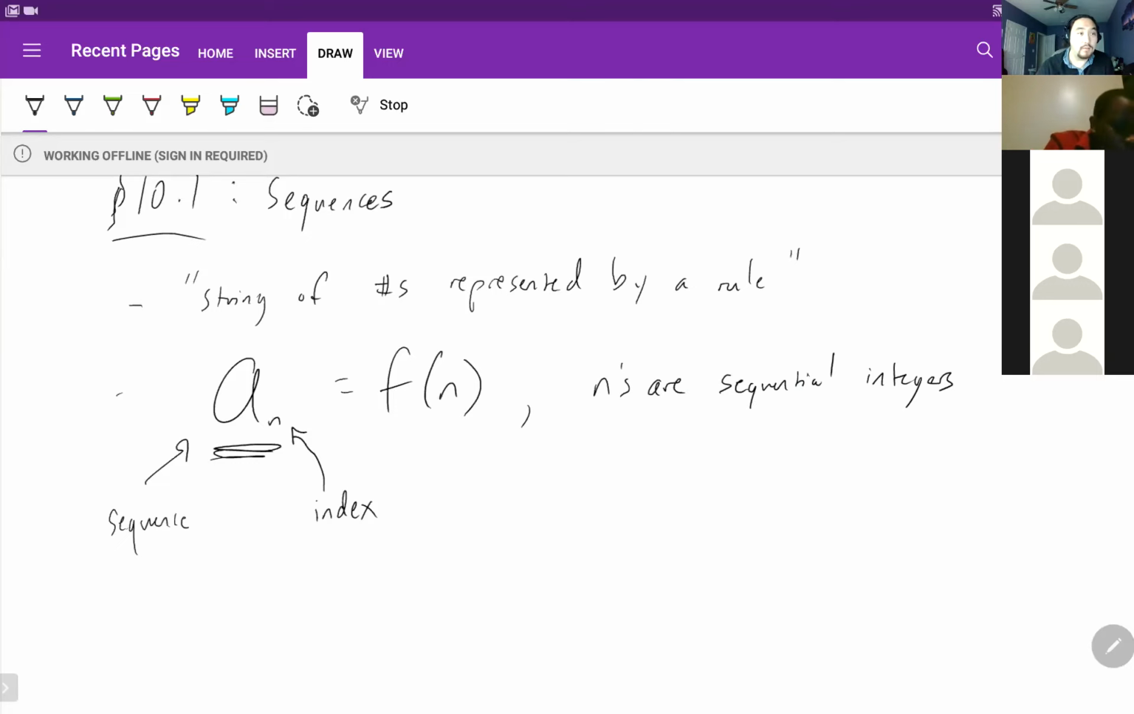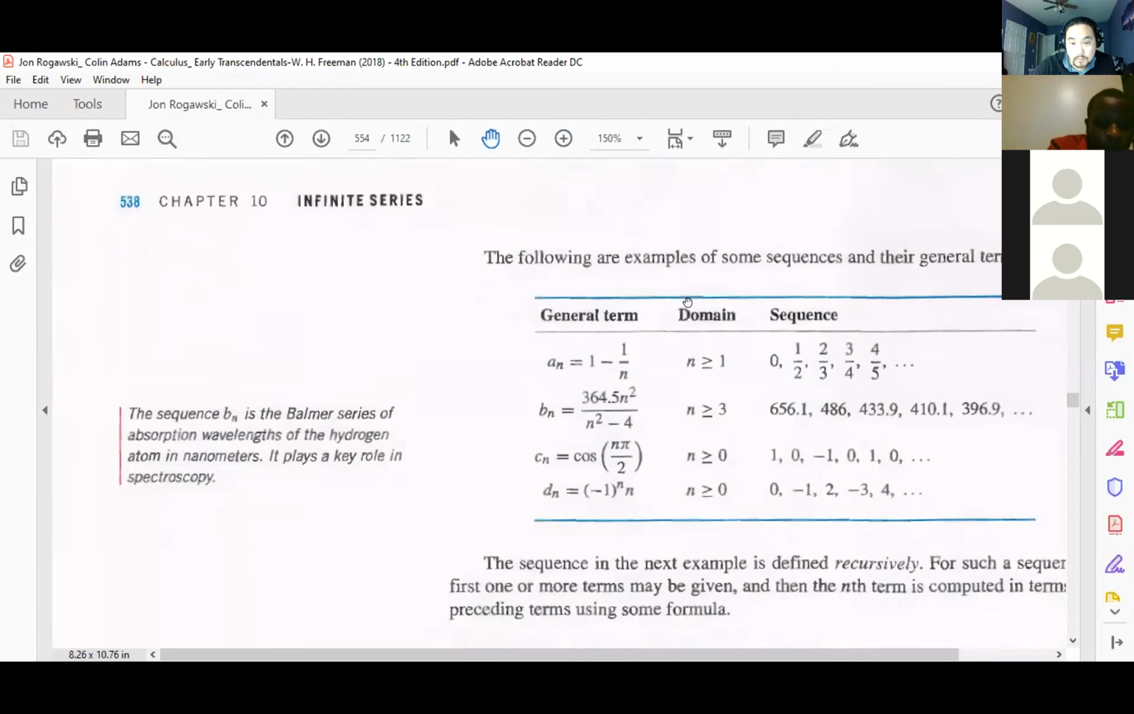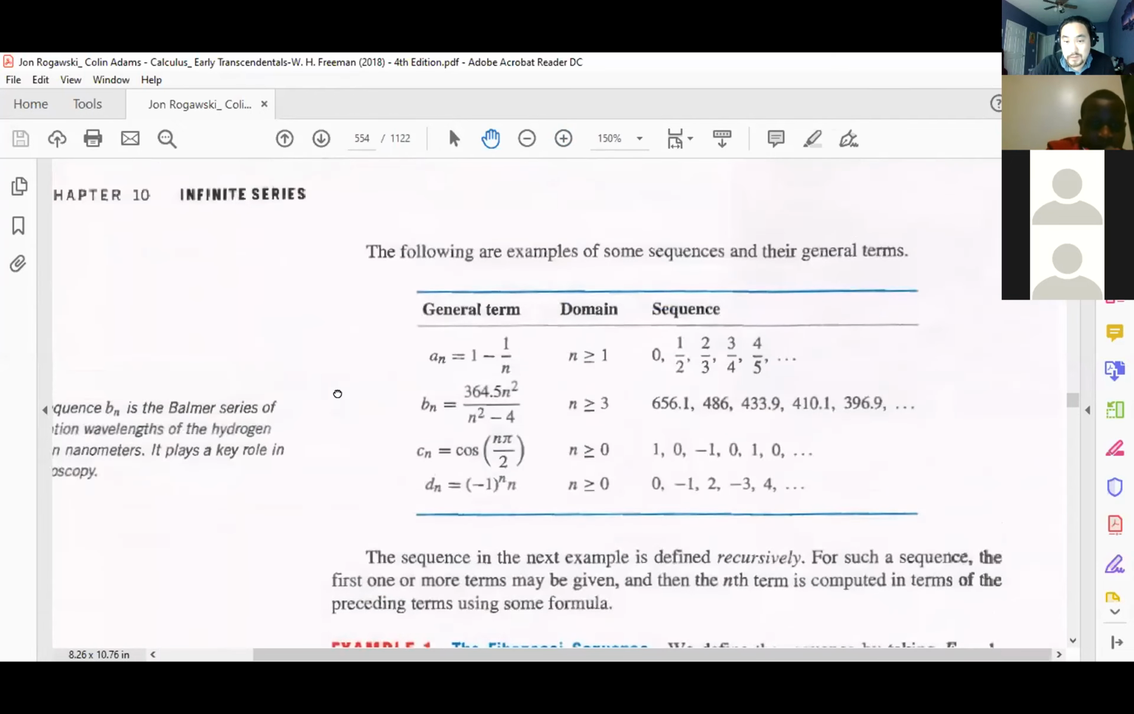There are some examples that they give on page 554. Let me share my screen. If you guys can see, those are some examples of sequences. Notice they give you a specific number to start with, and then the outputs of the sequence, all separated by commas.